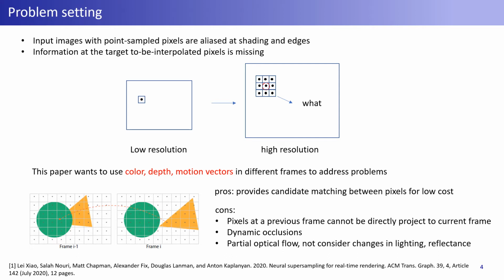But when we use motion vectors, there are pros and cons too. The motion vector can provide candidate matching between pixels at low cost, but the pixels in the previous frame cannot be directly projected to the current frame because of occlusions and changes in lighting and reflectance. For example, here are two images, frame I-1 and frame I. We know the correspondence, but we can't project the pixels in frame I-1 to frame I directly because of the occlusions.